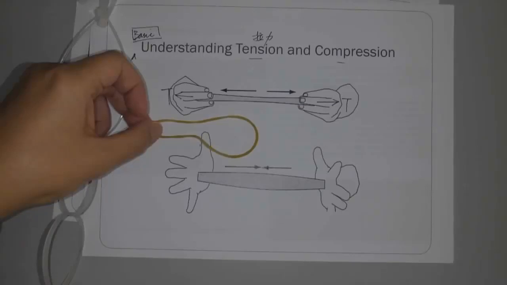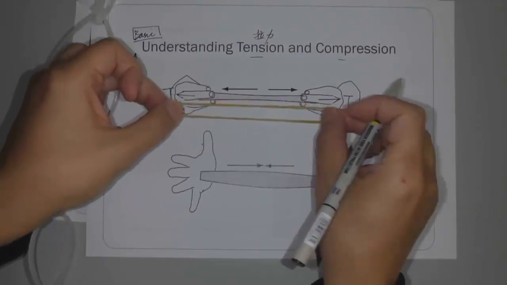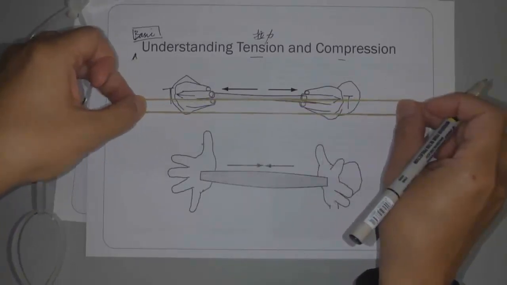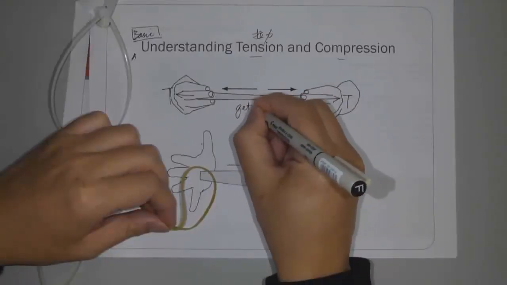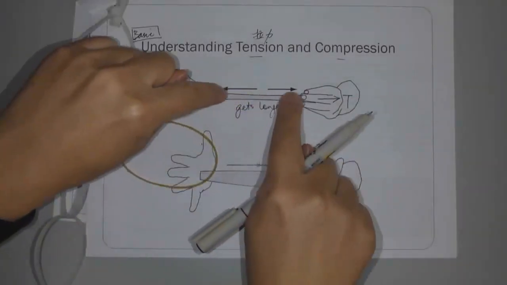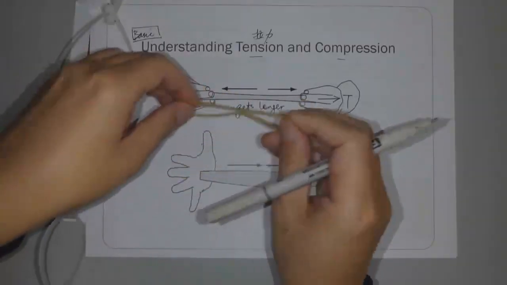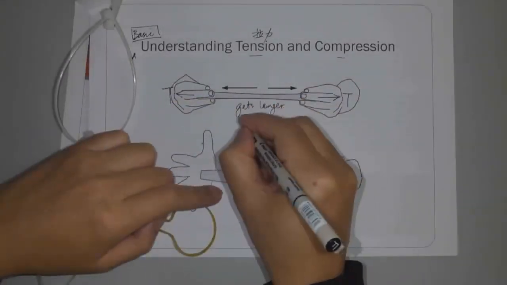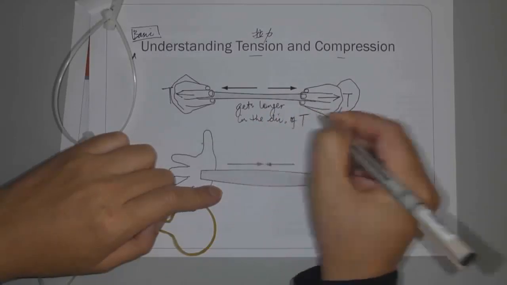Right, so what happens to this member is, if you apply a loading like this, you try to pull it like this, then of course the member will get longer, right? It will get longer in the direction of the loading. This piece of material will get longer in the direction of the loading T. So I better put it down: in the direction of your tension T.